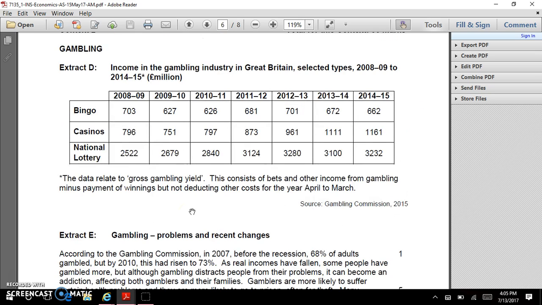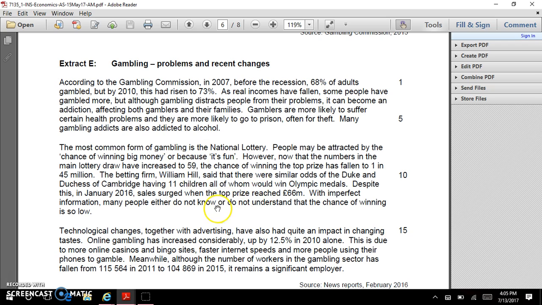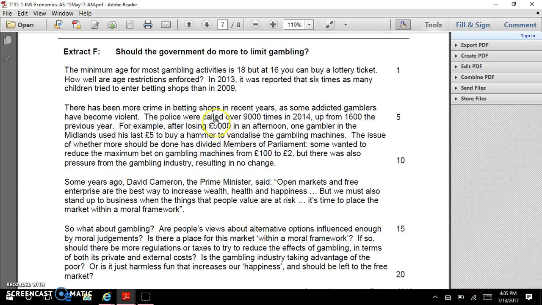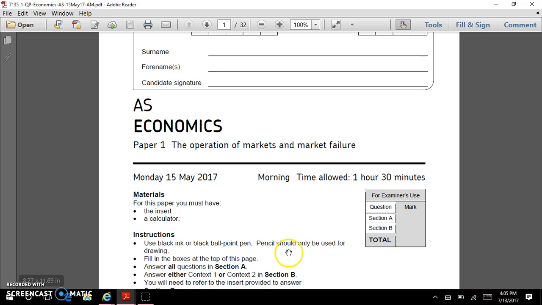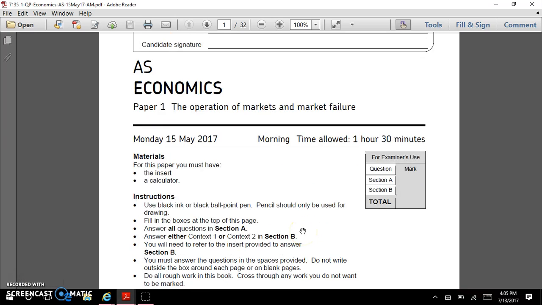The second context in this case is about gambling, so a data set there, 2 news articles with some data in there, followed by a third one which will obviously prompt your extended writing question again. Now if we have a look at the paper itself, the paper comes in with 2 sections, 2 contexts. You pick your context, you only answer 1 context. Please don't answer 2 contexts. 1, it'll mean you've done far too much work, and 2, it means you'll have rushed some of it.